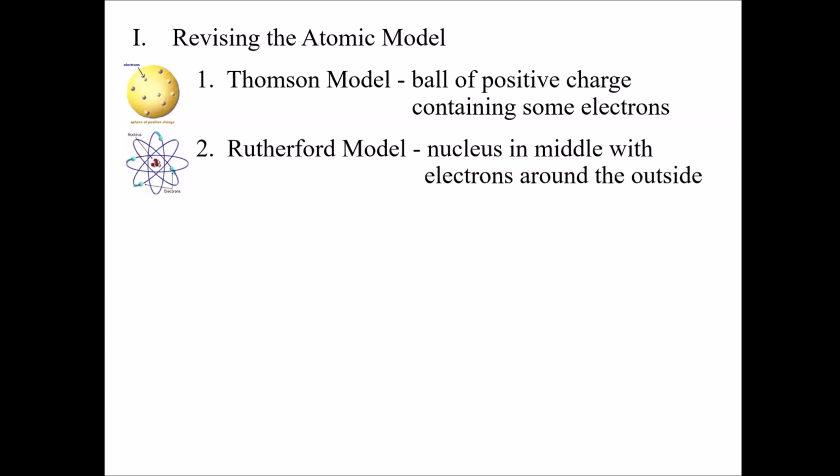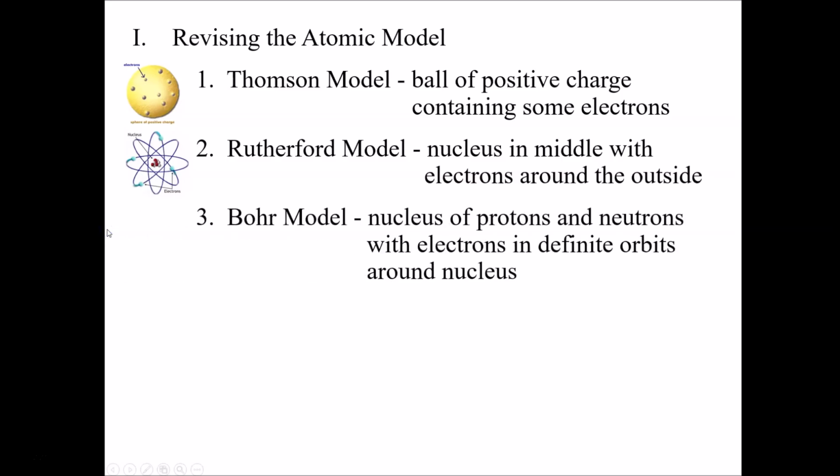Okay, since Ernest Rutherford, we've learned a lot about the atom. One of the things that we have learned is, yeah, there's a tiny little nucleus in the middle, but the electrons don't just randomly fly around anywhere they want to. There are specific places. There are definite orbits.